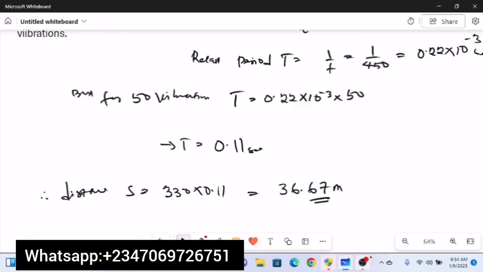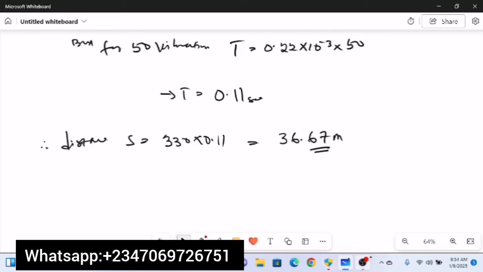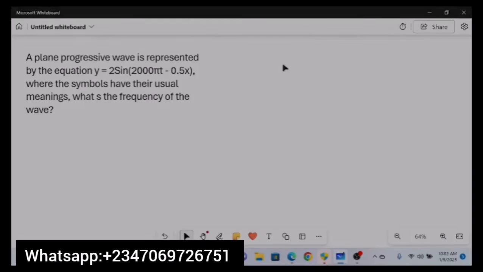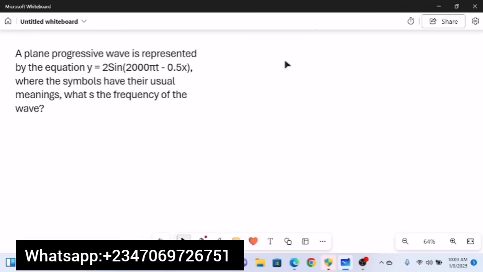Now one more question and we are done with this section. Let's consider the second question. It says a plane progressive wave is represented by the equation y equals 2 sine (200 pi t minus 0.5x), where the symbols have their usual meanings. What is the frequency of the wave?